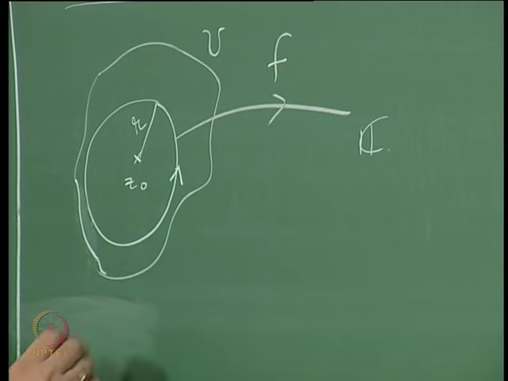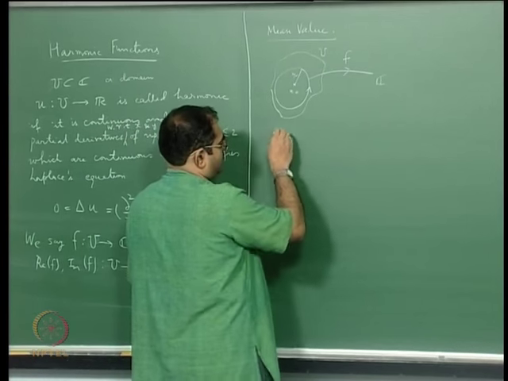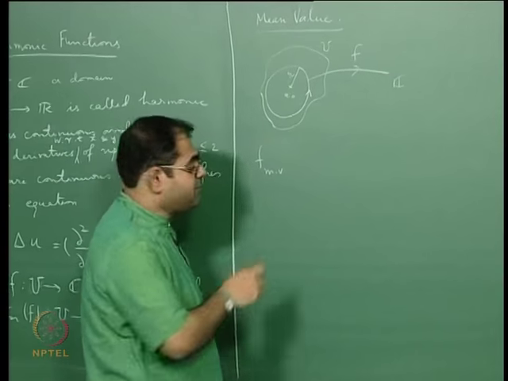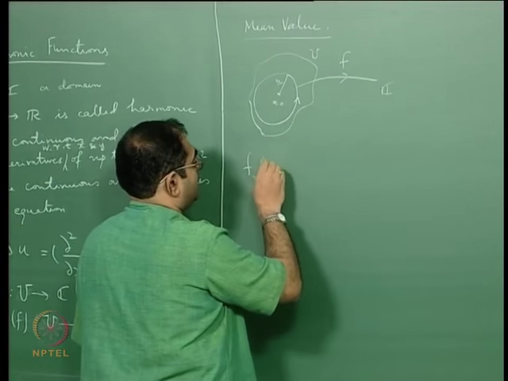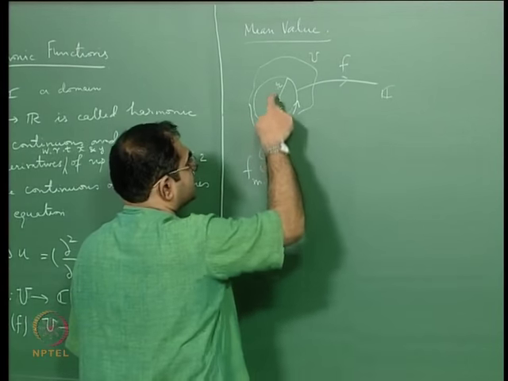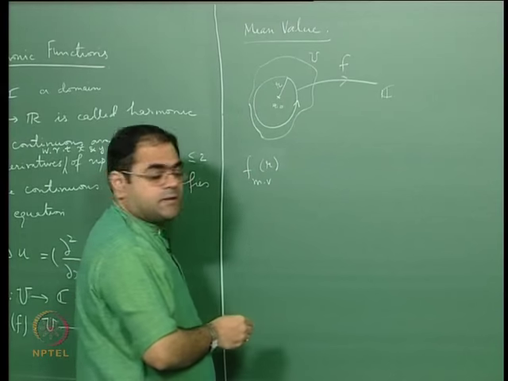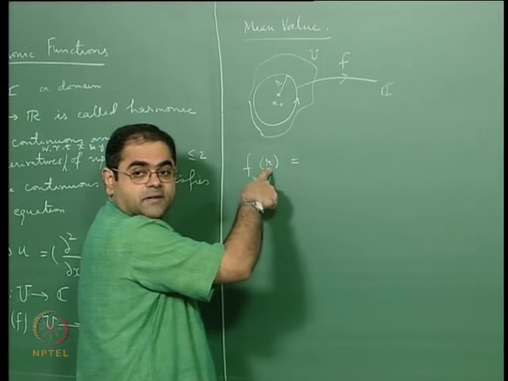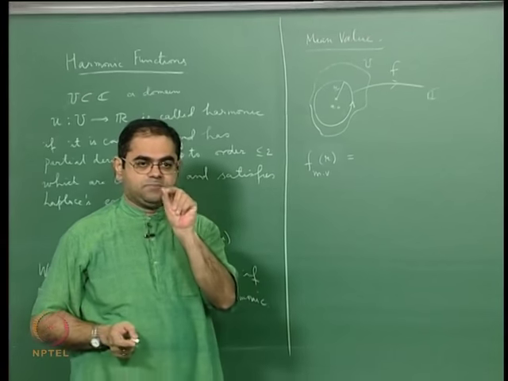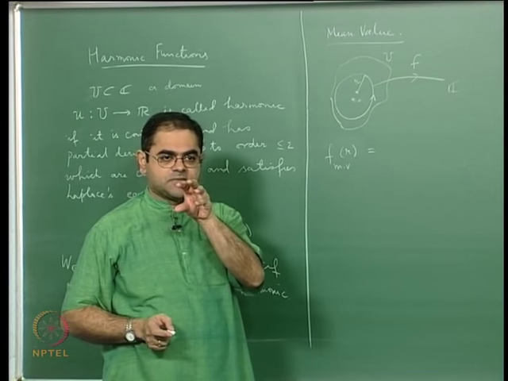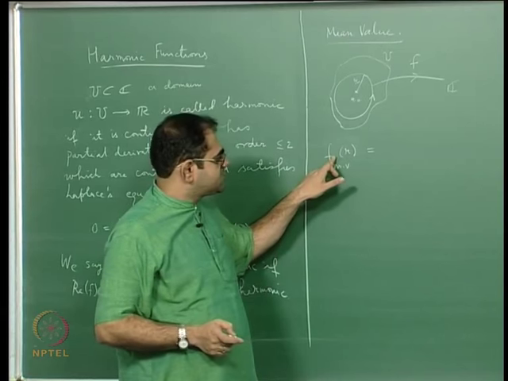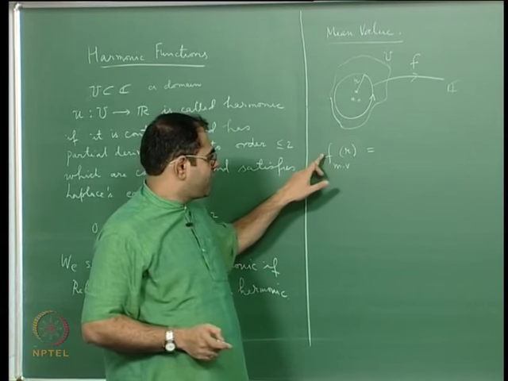Okay, now what I do is I define the mean value of f over this circle centered at z0 with radius r. This is a function of r, okay, it will change if I change the radius of the circle. So I am looking at circles centered at the point z0, of various radii small r, and for a given one such circle with radius small r, I am defining this mean value of f with respect to that circle.